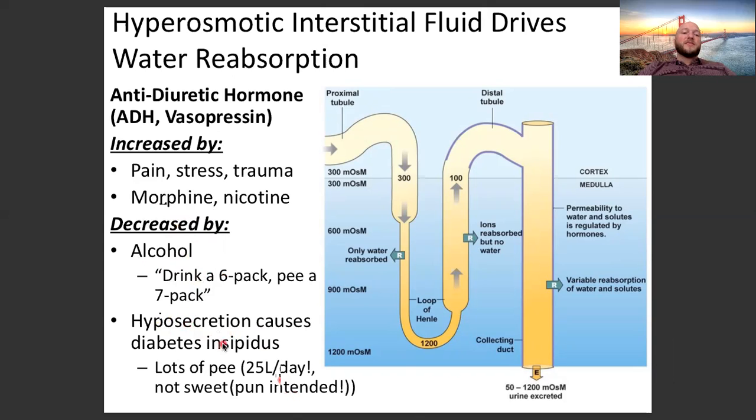Hyposecretion causes diabetes insipidus. Up to this point, every diabetes that we've talked about has been classified as diabetes mellitus. Type 1 diabetes and type 2 diabetes are both diabetes mellitus. Diabetes insipidus is caused by a hyposecretion of ADH.